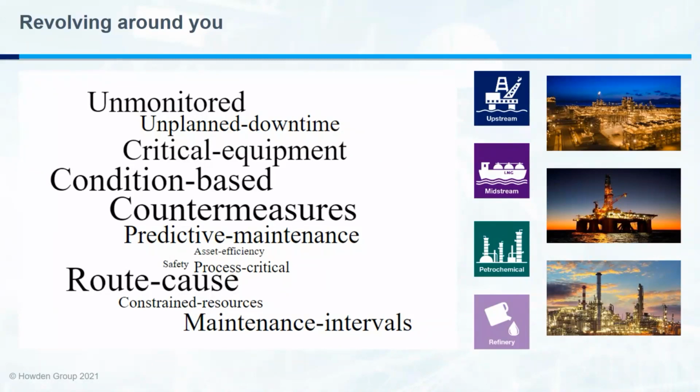And we got questions like: how can you increase or align maintenance intervals? How and when to maintain process critical equipment? How can we increase asset efficiency? And how can we move from a condition-based maintenance program to more of a predictive maintenance program with only constrained resources at site?